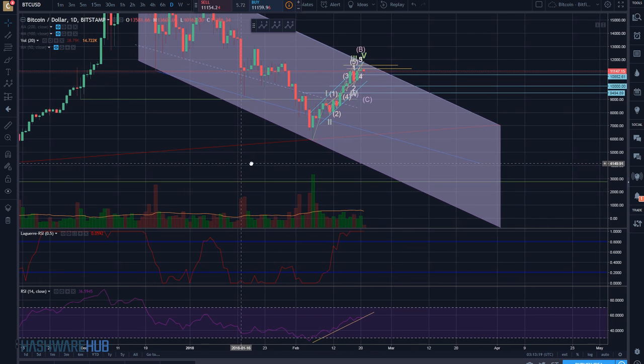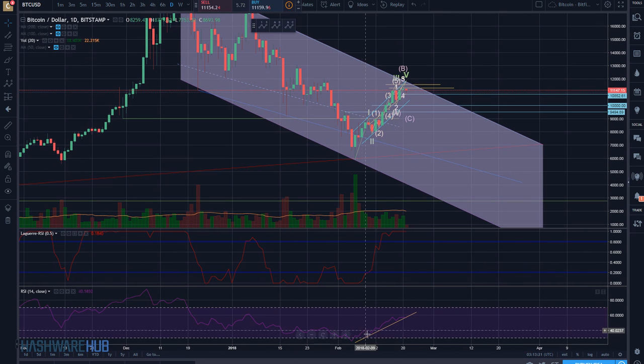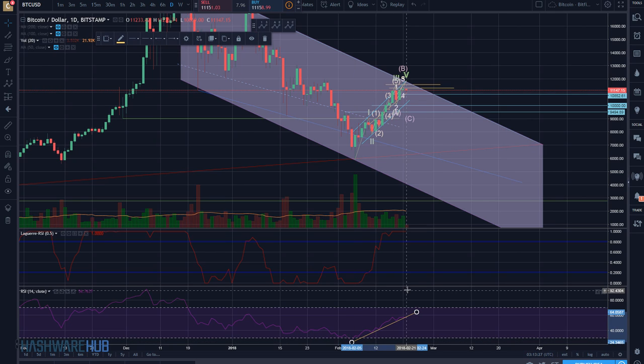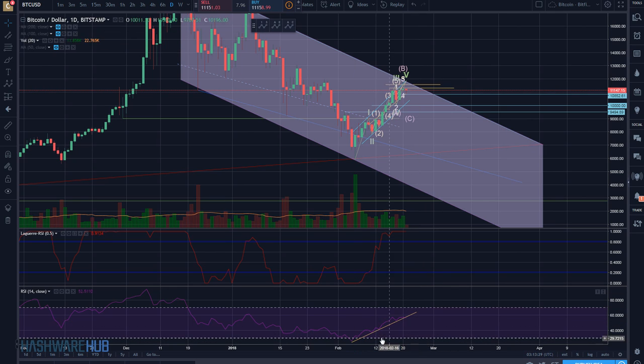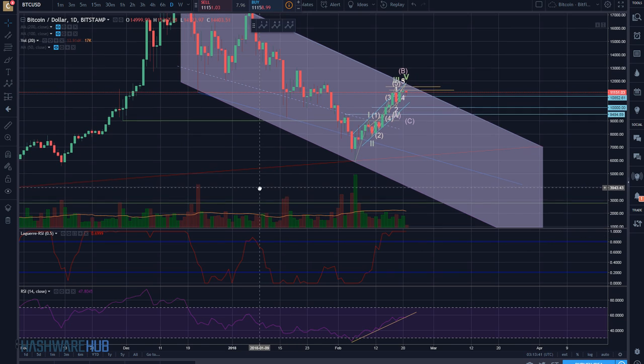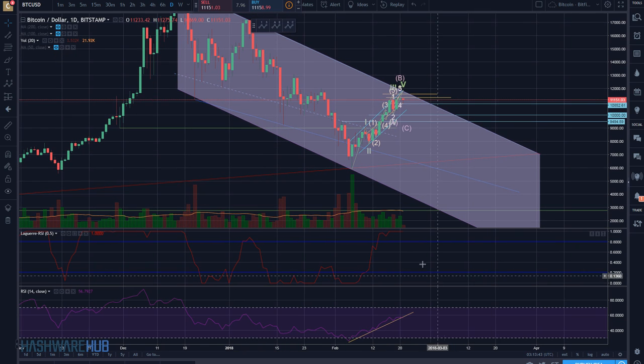And one of the things I want to take a look at is this. If you look at the RSI, it's on this uptrend, and it looks like it wants to pierce through, especially on today's candle. On top of that, we also have the Laguerre RSI pretty high.